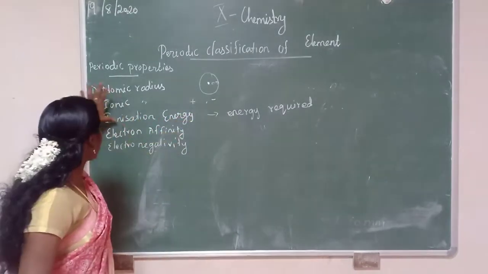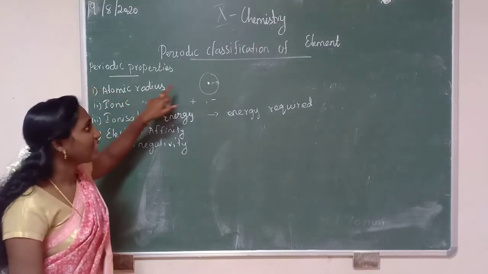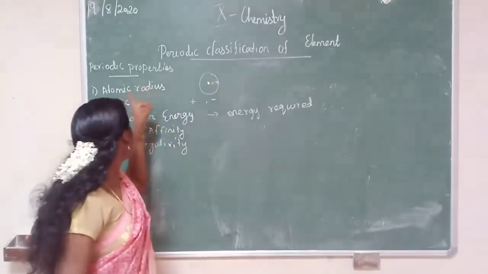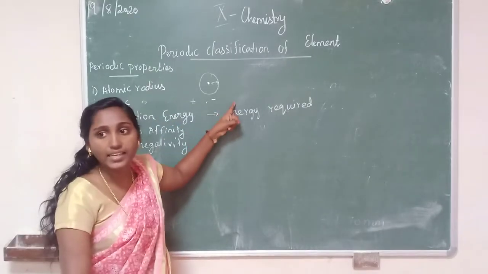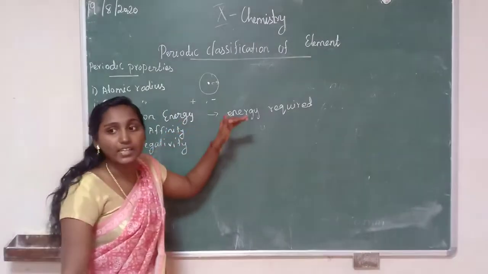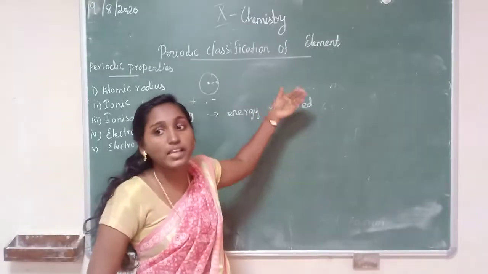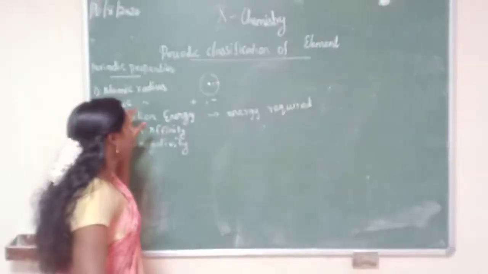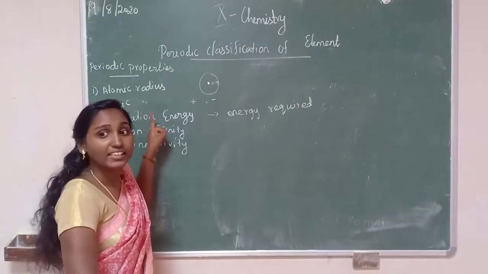Okay. So have you understood these three terms? Already we discussed. Atomic radius means the distance between its nucleus and the outermost shell. Ionic radius means the distance between the positive ion and negative ion. The next, ionization energy means energy required to remove the electron. That energy is called ionization energy. This ionization energy has one more name, that is ionization enthalpy.